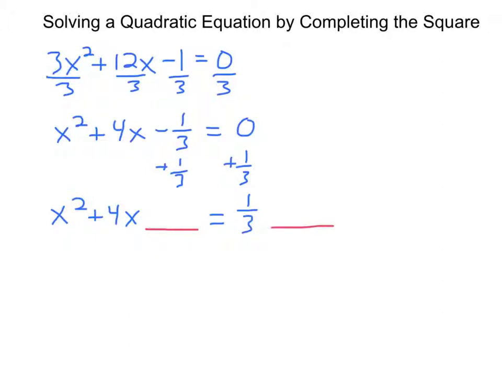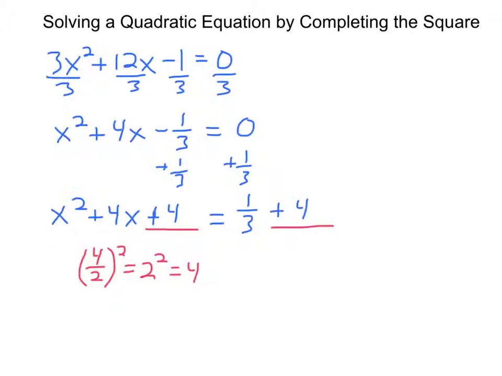So now, this is the step where you're actually completing the square. You're going to take the middle number, 4, take half of it, so divide by 2, which is 2, and square that answer. So 2 squared equals 4. And that's what you're going to add to both sides. So plus 4 here and plus 4 here.